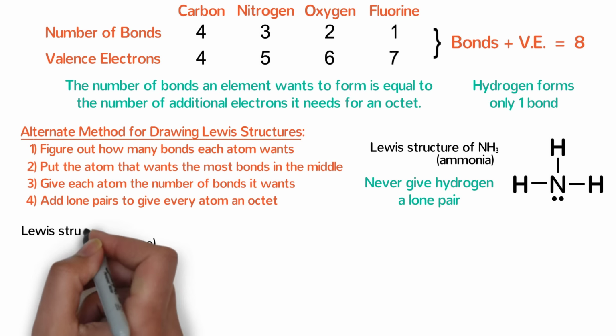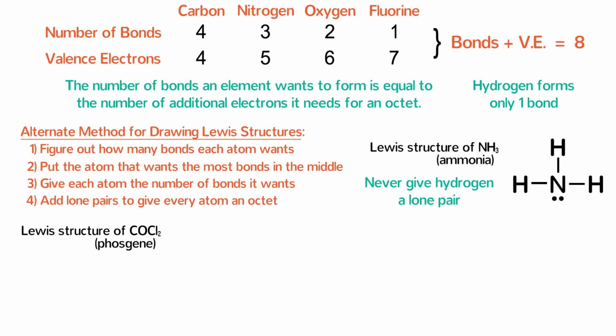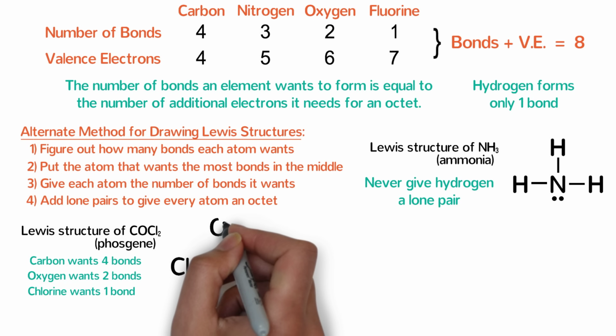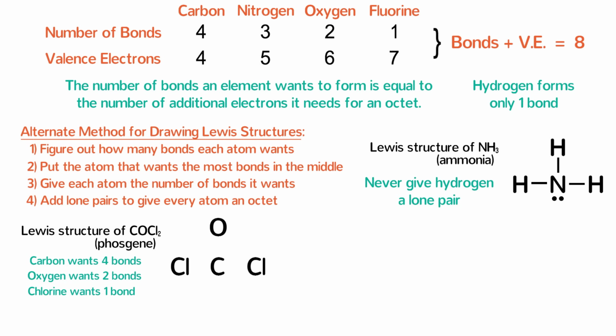Let's try phosgene, COCl2. Phosgene is a chemical warfare agent, but it is also an important chemical used for manufacturing polycarbonate. Drawing the Lewis structure of phosgene would be a bit tricky using the standard method, but the alternate method makes it a lot easier. We already know that carbon wants to make 4 bonds and oxygen wants to make 2 bonds. Chlorine is a halogen like fluorine, so it wants to make only 1 bond. That means that carbon should be the central atom, not oxygen, because carbon wants to make the most number of bonds.